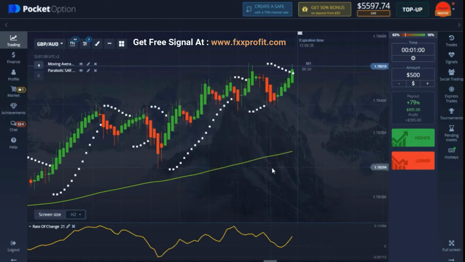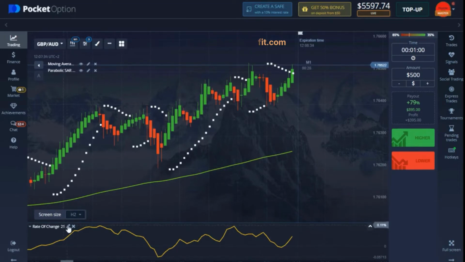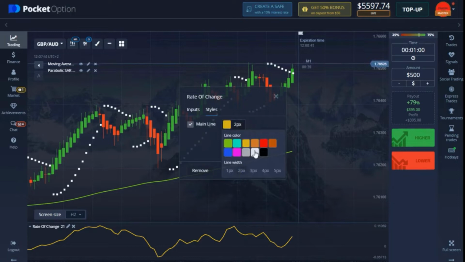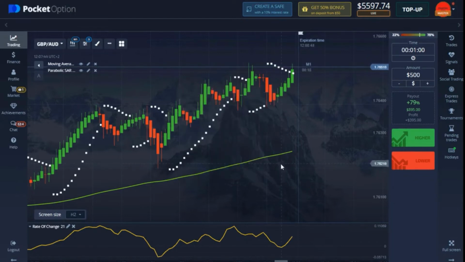The last indicator I use here is called rate of change, with a period of 21. On the style, I set the line to 2 pixels, and when you're done, you hit save. So that's pretty much all you have to set up.